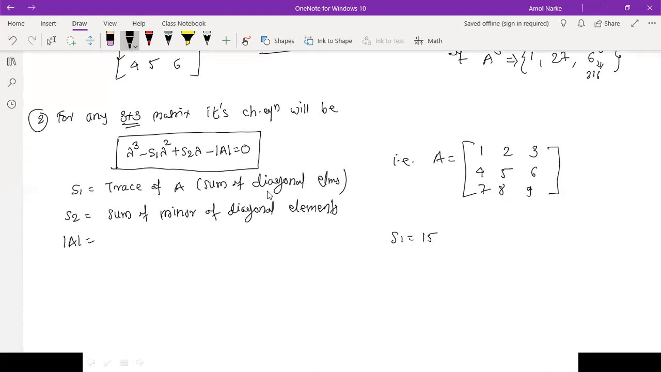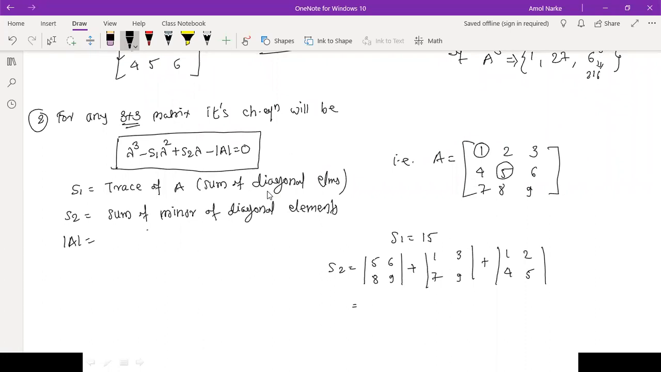What is S2? S2 is the sum of minors of diagonal elements. What is the minor of 1? We need to delete that row and that column. What I am getting is 5, 6, 8, 9. Then again plus the second element, 5. I delete the second row and second column. What remains? 1, 3, 7, 9. And plus the minor of the third diagonal element: 1, 2, 4, 5. You can easily calculate this.